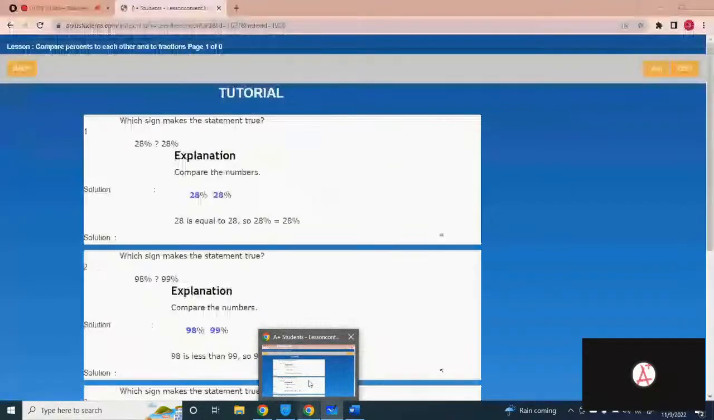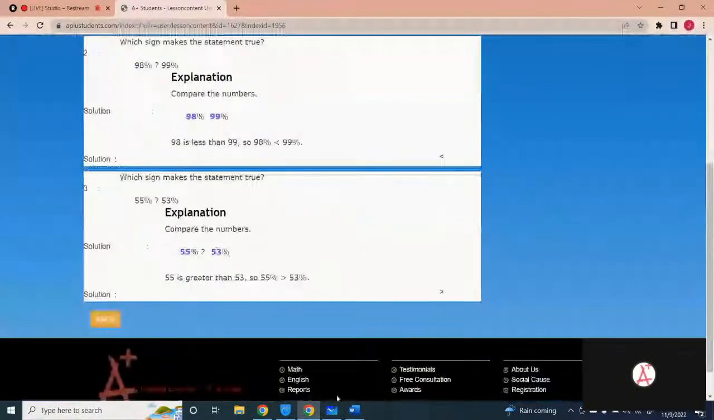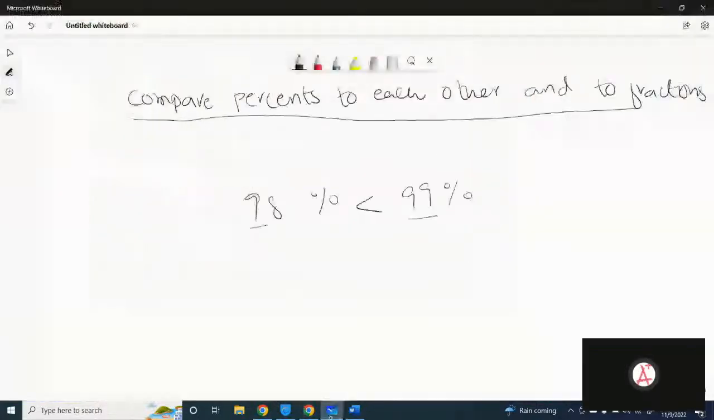Okay, the next one is 55 and 53. When counting, 55 is greater than 53, isn't it? So that means 55% is greater than 53%. If the numbers are written in the percentage form, it's exactly the same. You compare the numbers. Got it?